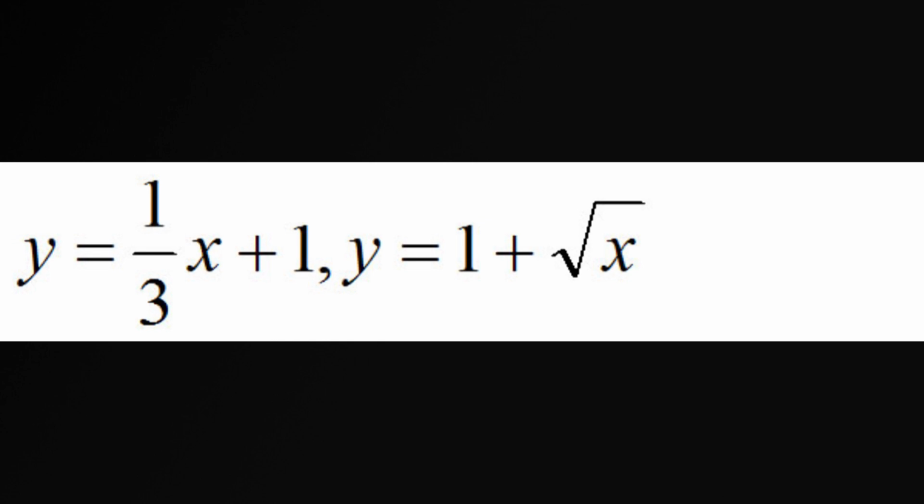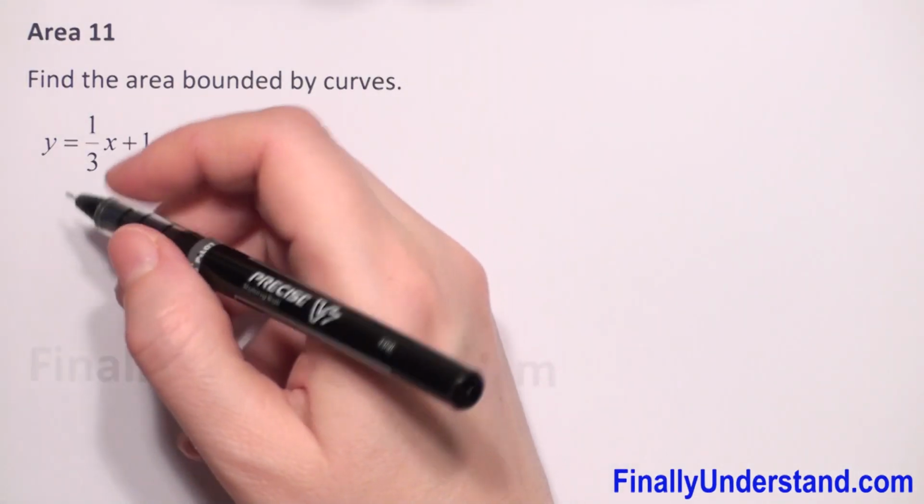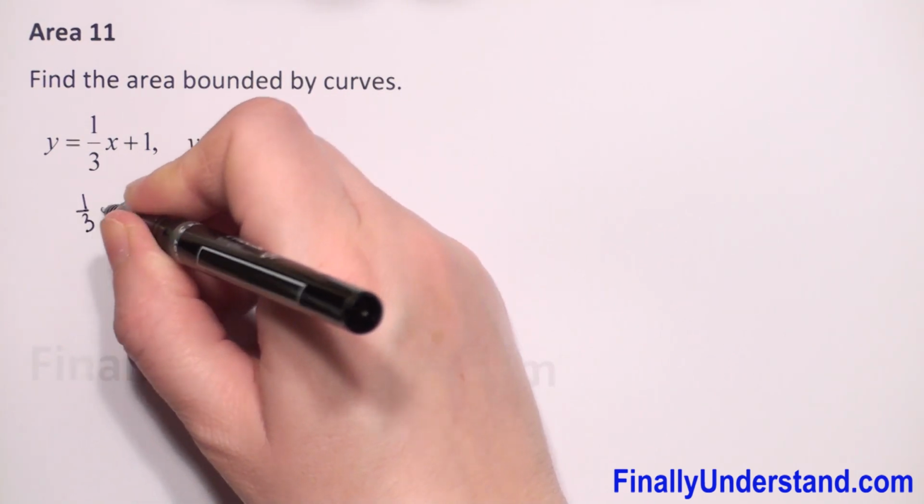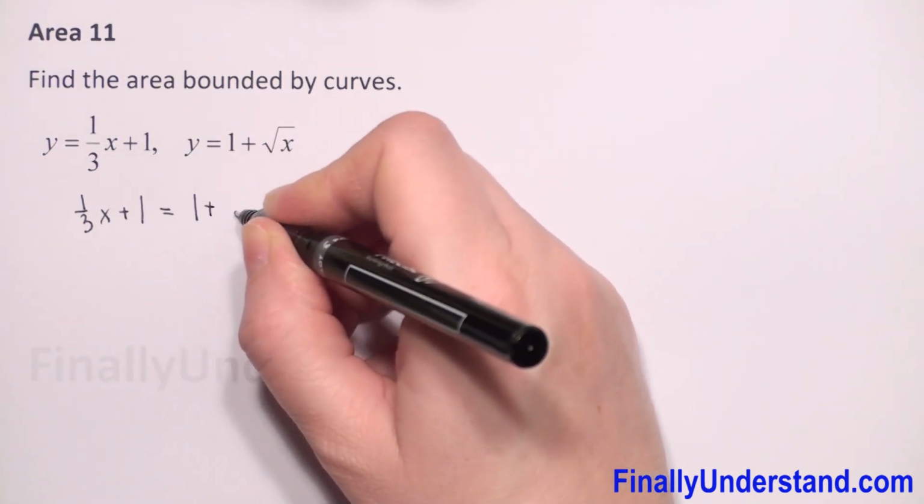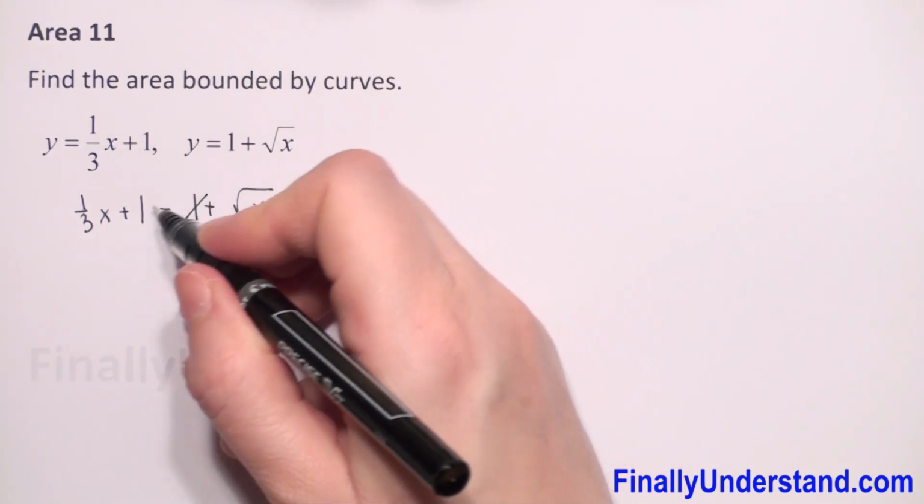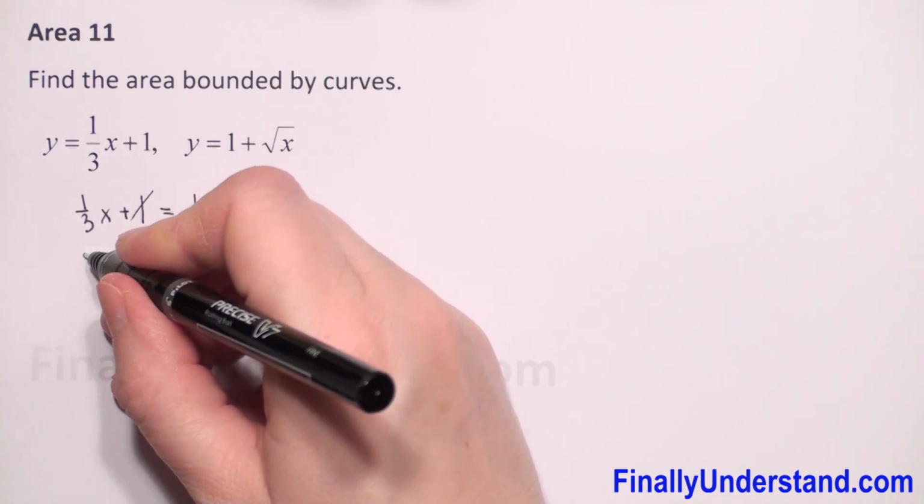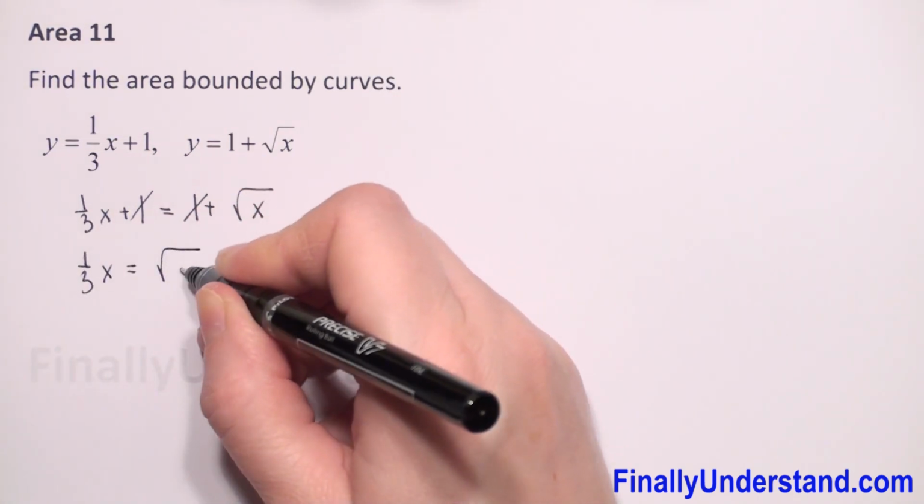We have two given curves. First, we will find the intersection points. We have to set the two equations equal, so we will have 1/3 x plus 1 is equal to 1 plus square root of x. We have 1 and 1, so this will reduce. So we have 1/3 x is equal to square root of x.